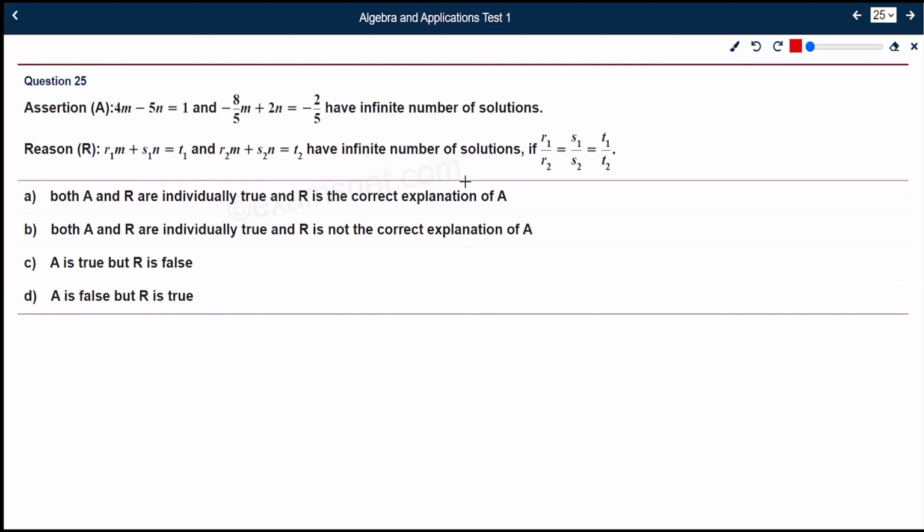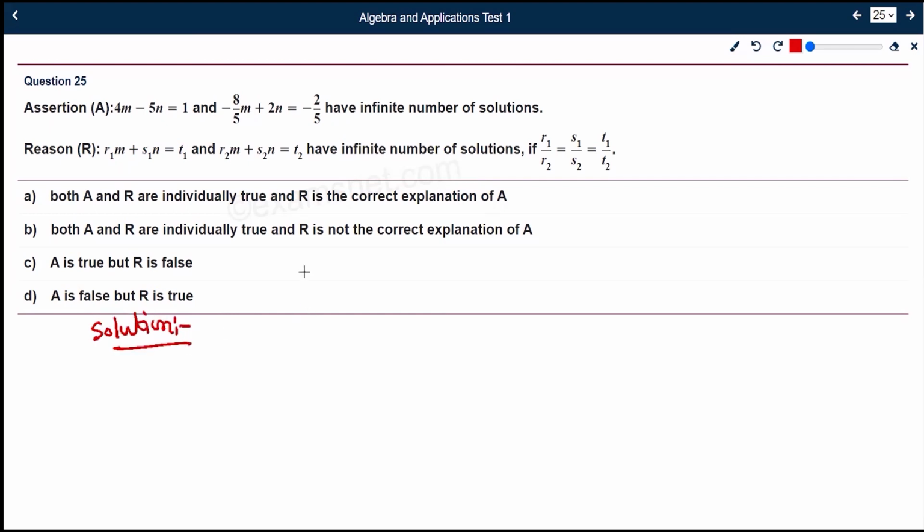Now there are four options. They say that both the statements are individually correct and the reason is the correct explanation, or both the statements are individually correct, but R is not the correct explanation, or any one of the statements is correct and the other one is false. So what is it? We need to prove that. We need to evaluate that. So let's start with the solution.